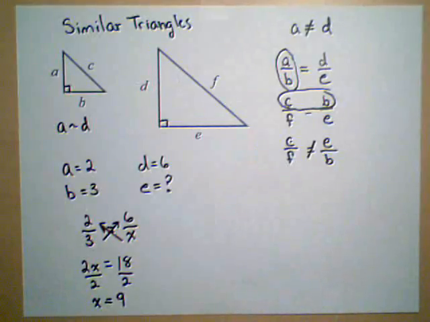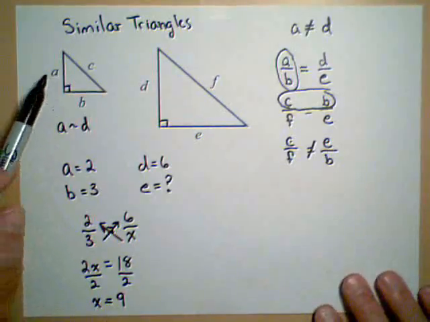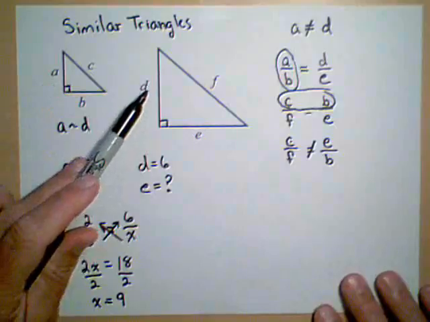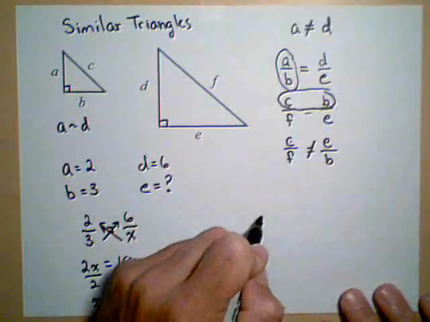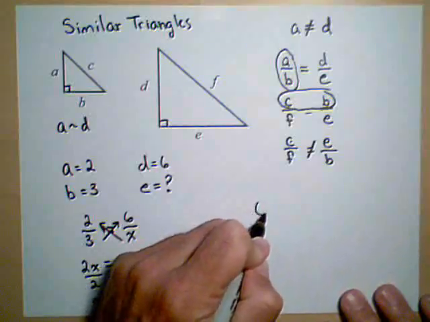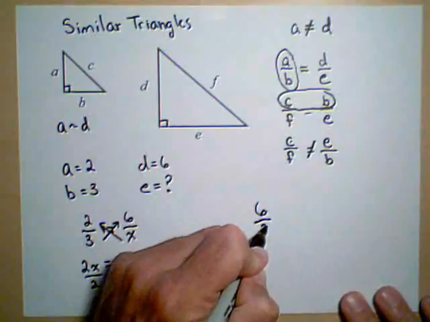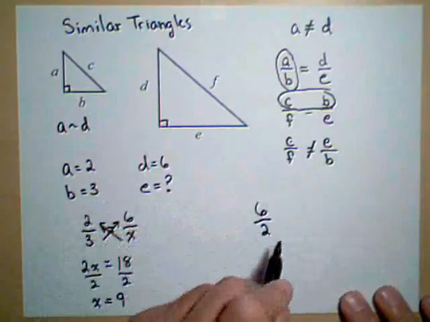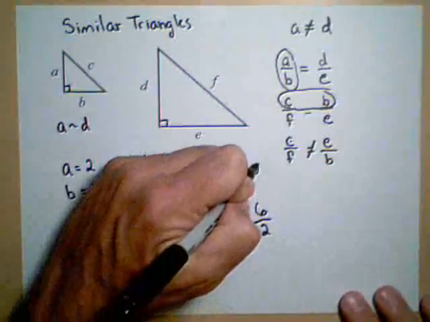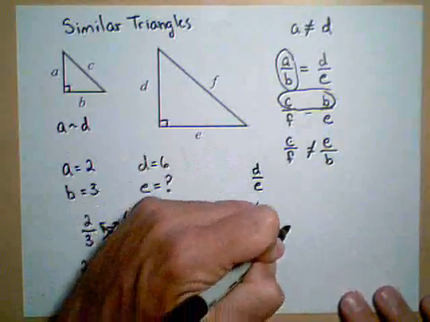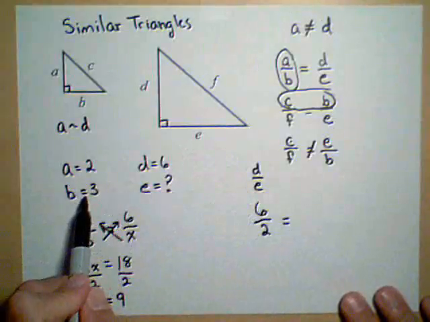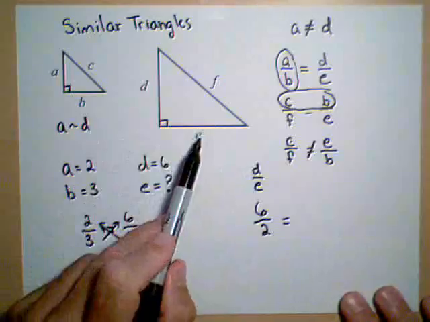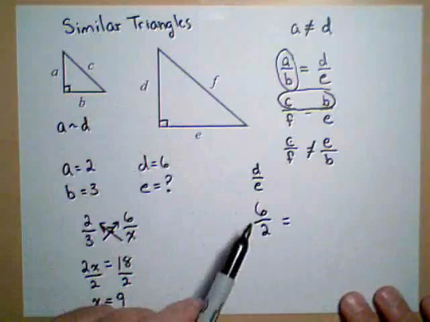Now, let's just take a look and set it up the other way and make sure we get the same thing. So I know that side A is 2 and its corresponding side is D is 6. So I could set that up. Here I'm going to put D on top, so 6 over 2. So this is D over E. Let's make a note of that. D over E equals, and now E is what I'm looking for, and B I also know. E and B are corresponding sides.